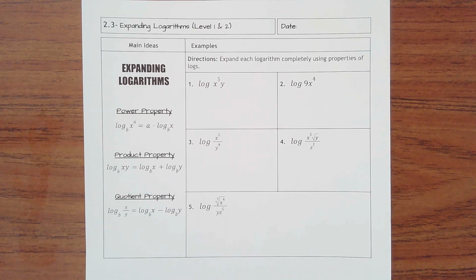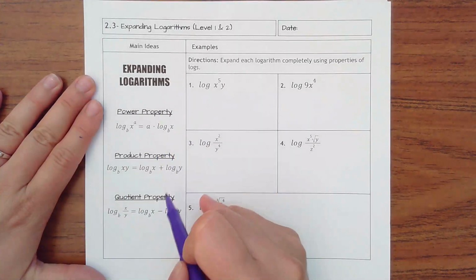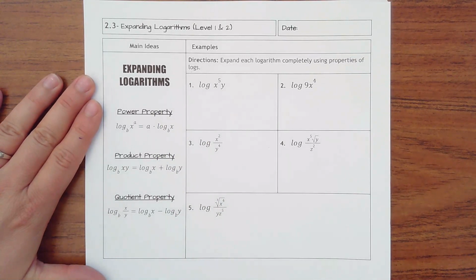Level 1 and 2. The next lesson will be level 3. They're just completely different than these. But you need to know the properties. It's just reversing what we did on the last lesson.